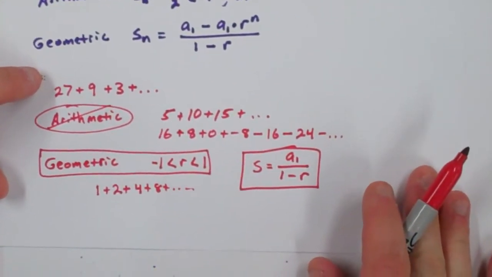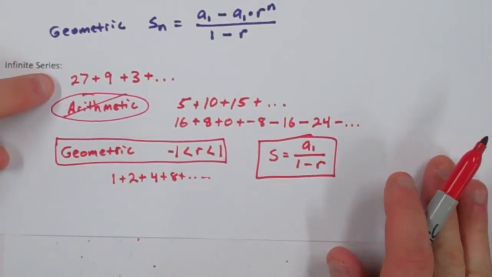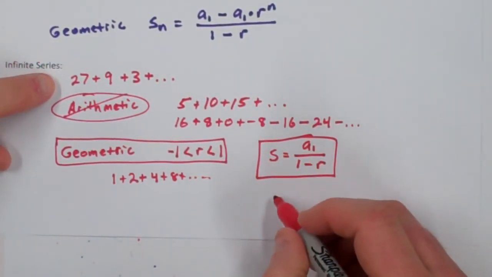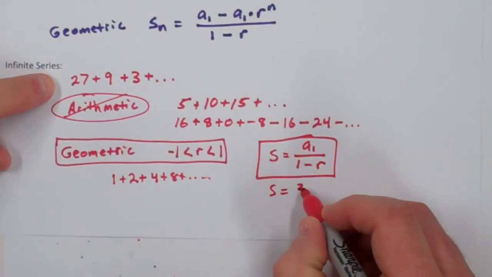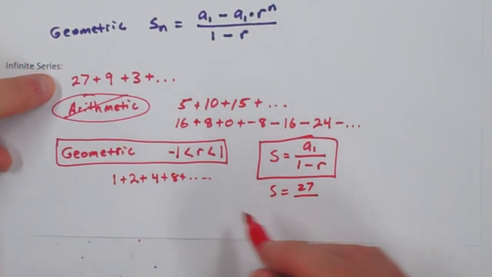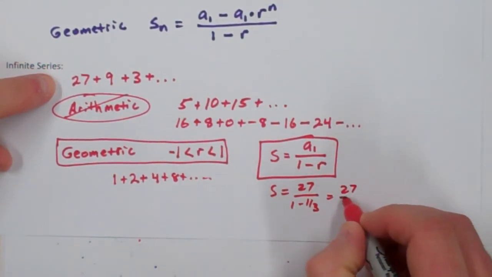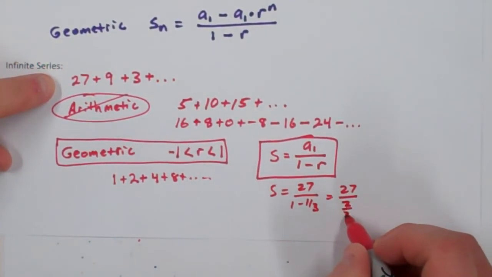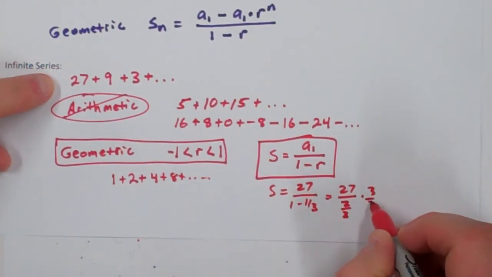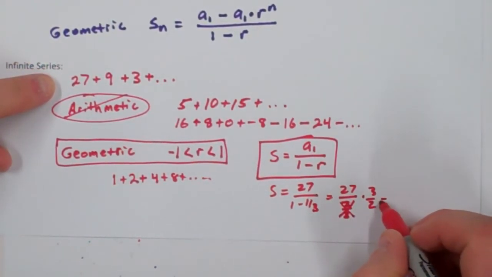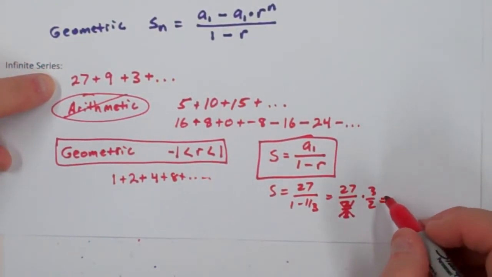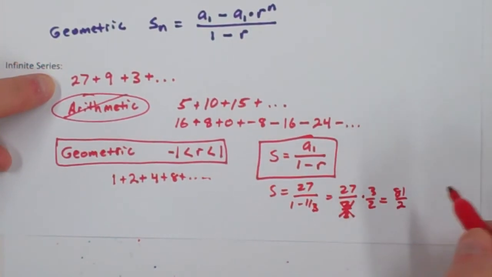Let's see how that works with the one up top here. So we said that the first term was 27, and then r is 1/3. So this is 27 divided by 2/3, which is the same as multiplying by 3 over 2. And then if we did a little bit of math there, that would be 81 over 2. Or if you prefer, that could be 40.5 as well, or 40 1/2.